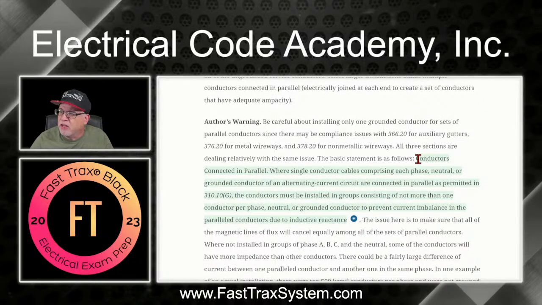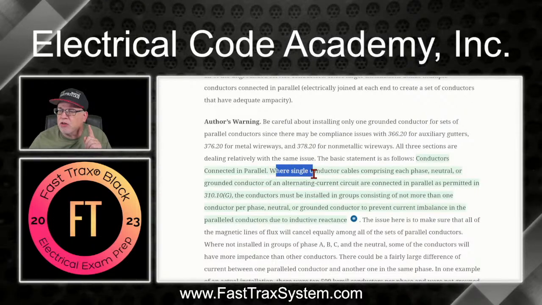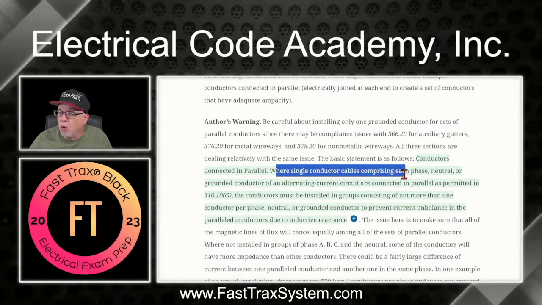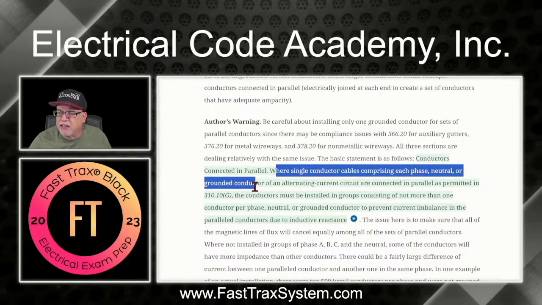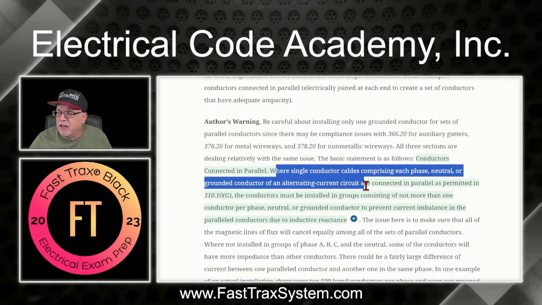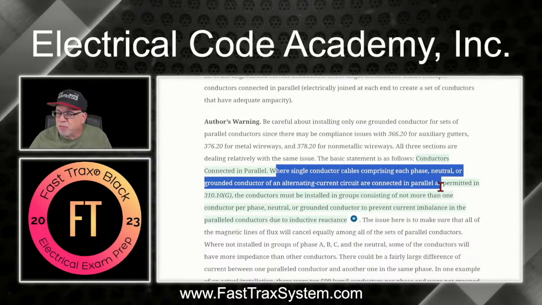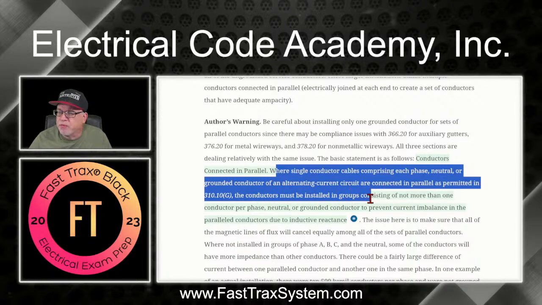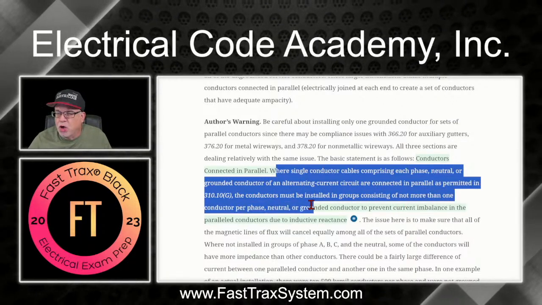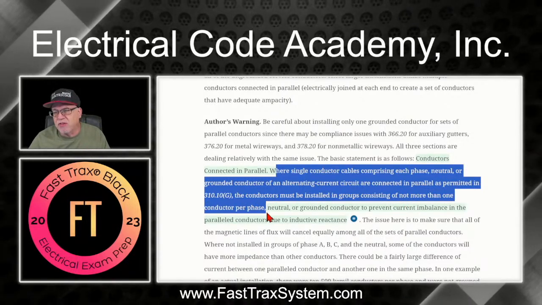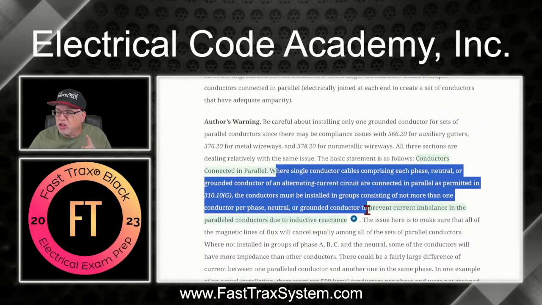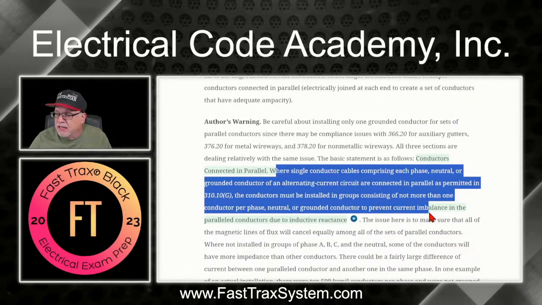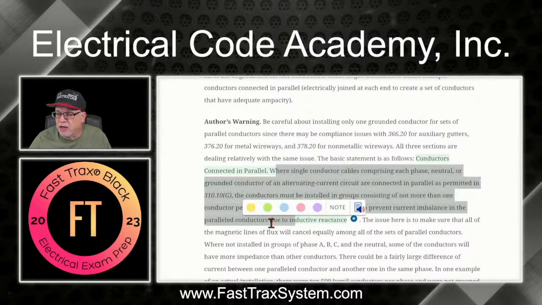Be careful. It says, conductors connected in parallel, where single conductor cables comprising each phase, neutral, or grounded conductor of an alternating current circuit are connected in parallel as permitted in 310.10(G), the conductors must be installed in groups consisting of not more than one conductor per phase, neutral, or grounded conductor, to prevent current imbalance in the parallel conductors, such as due to induced inductive reactance.